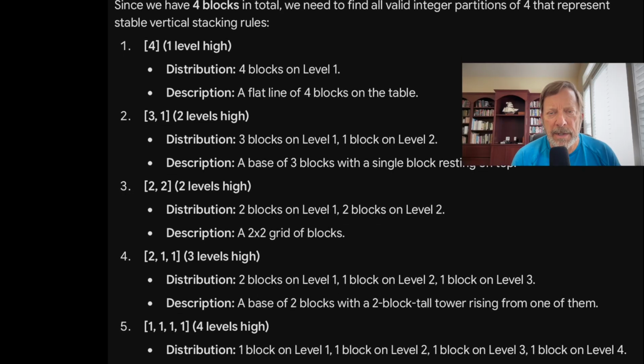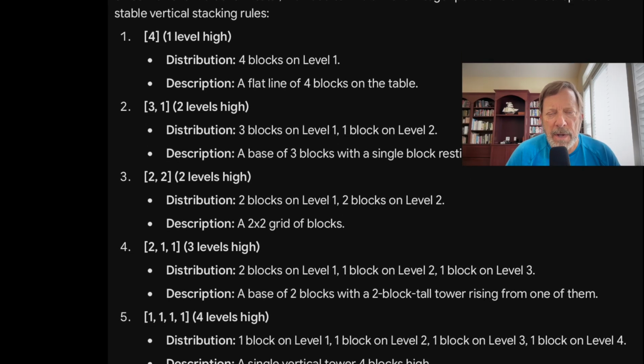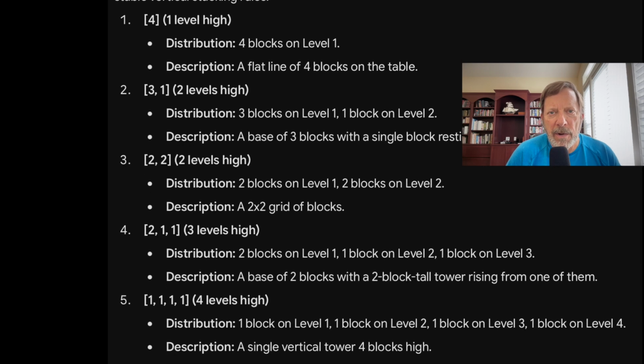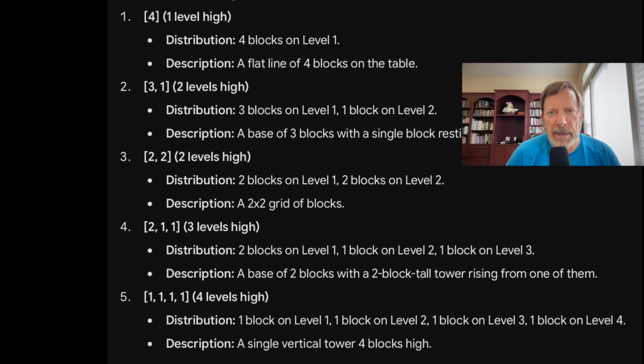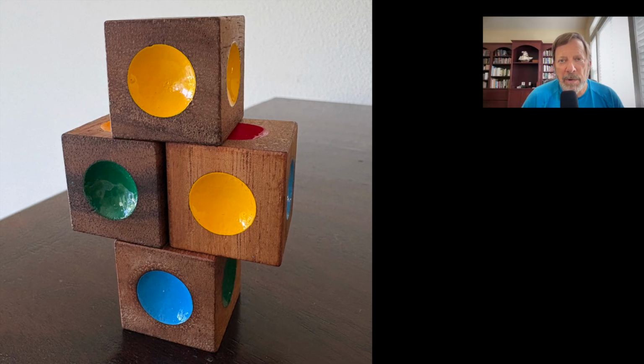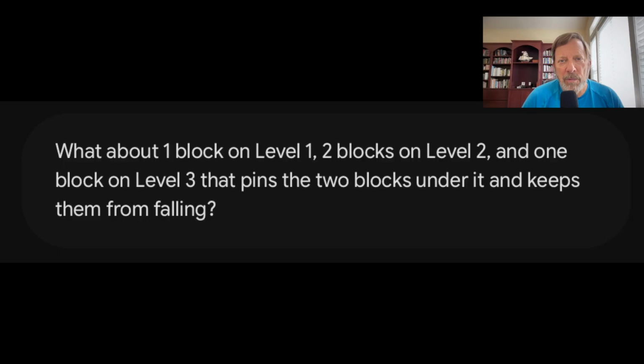We can see that it identified 5 of the unique configurations for stacking the blocks without them falling over. But guess what? It didn't catch the one configuration that allowed 2 blocks to be placed in the second level with the last block on top to pin them in place. So this was a little bit surprising, but maybe not unexpected. So let's see what happens when we query Gemini and say, hey, what about this configuration?